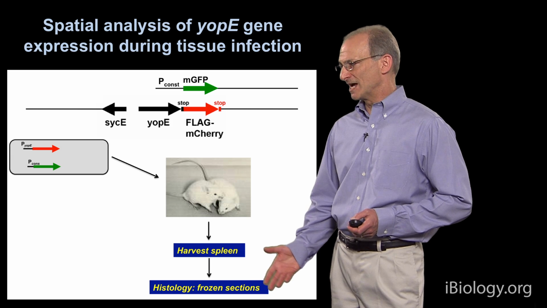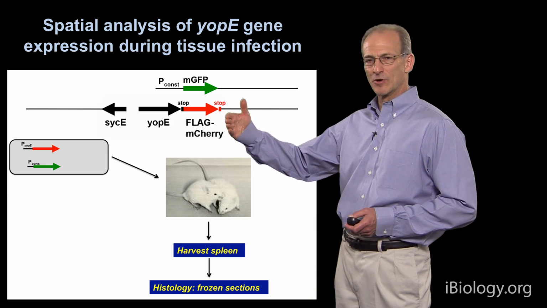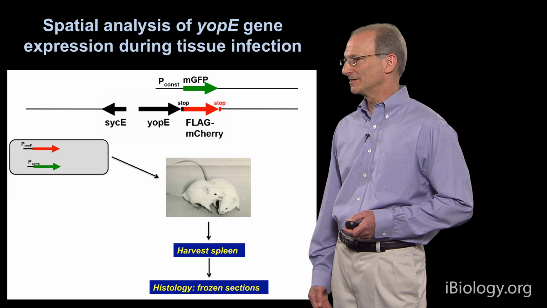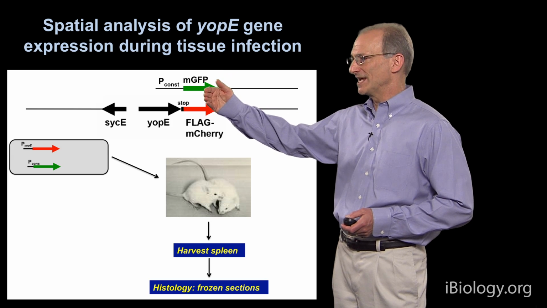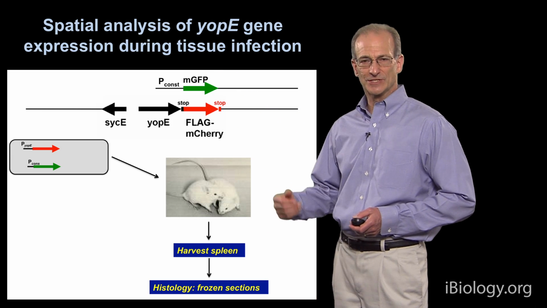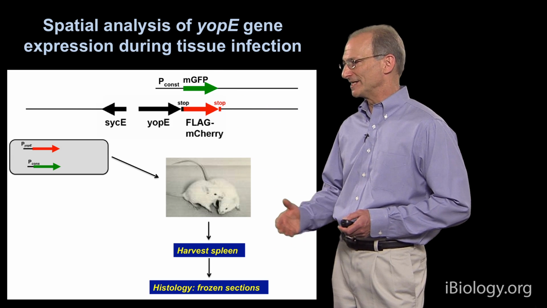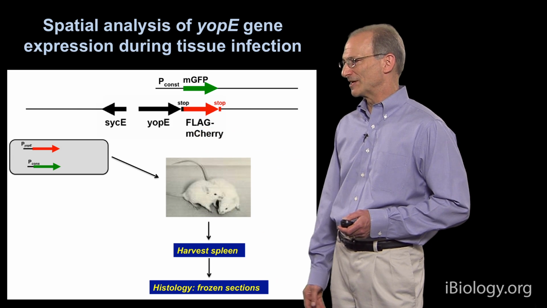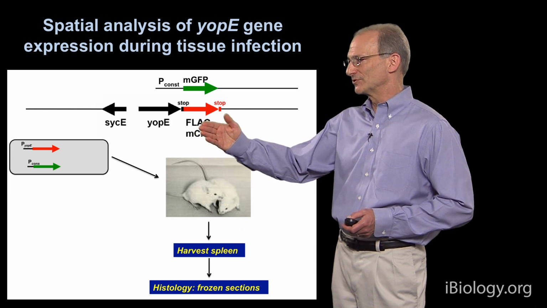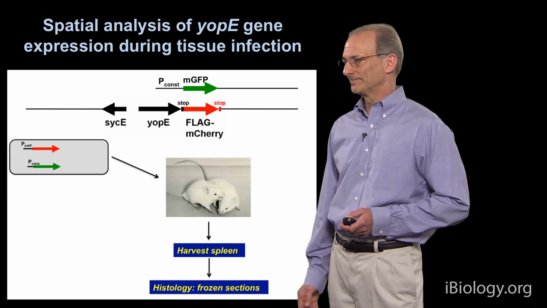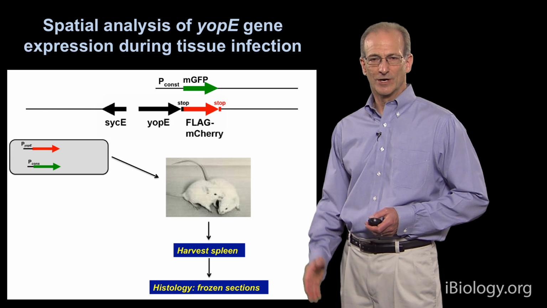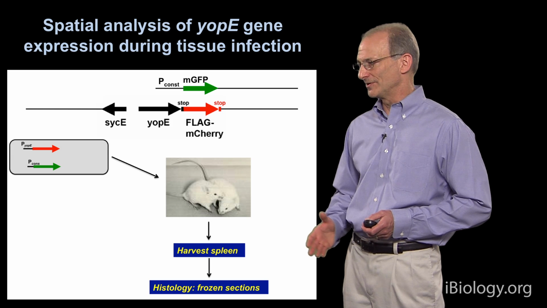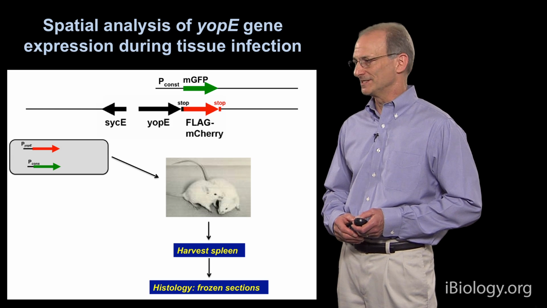And so we made a similar type of reporter, and this reporter actually has two different fluorescent proteins in it. One has GFP, and GFP is just made constitutively, so it's always on. And the other has Cherry. Cherry is a red fluorescent protein, and it's under the transcriptional control of the YAP gene. Otherwise, this organism is totally wild type. It has all the components necessary for causing disease.